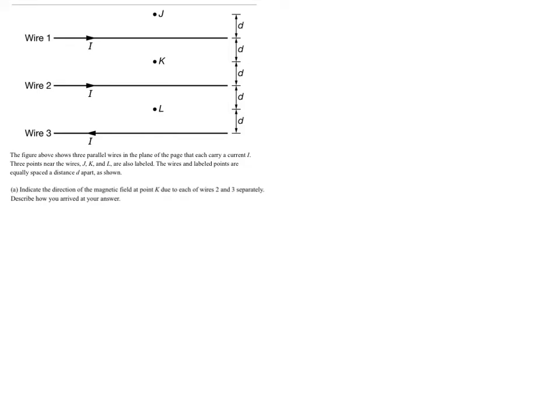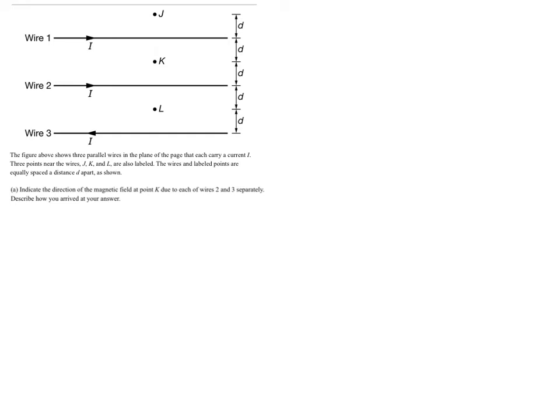The figure above shows 3 parallel wires in the plane of the page that each carry a current I. 3 points near the wires, J, K, and L, are also labeled. The wires and labeled points are equally spaced a distance d apart as shown. Indicate the direction of the magnetic field at point K due to each of wires 2 and 3 separately. Describe how you arrived at your answer.